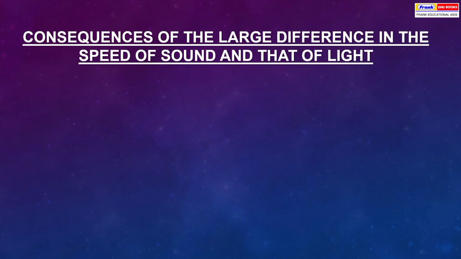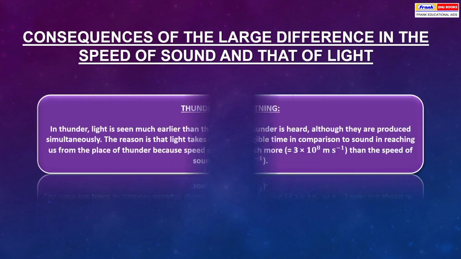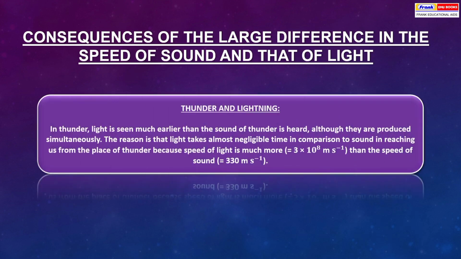Consequences of the large difference in the speed of sound and that of light. Thunder and lightning. In thunder, light is seen much earlier than the sound of thunder is heard, although they are produced simultaneously. The reason is that light takes almost negligible time in comparison to sound in reaching us from the place of thunder, because the speed of light is much more than the speed of sound.